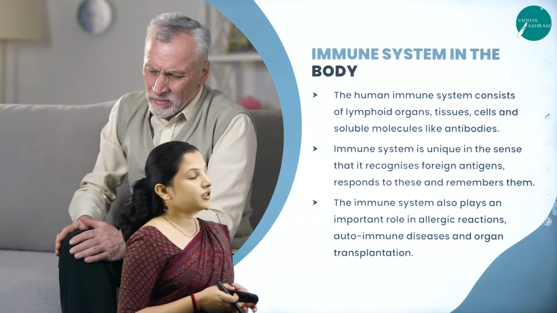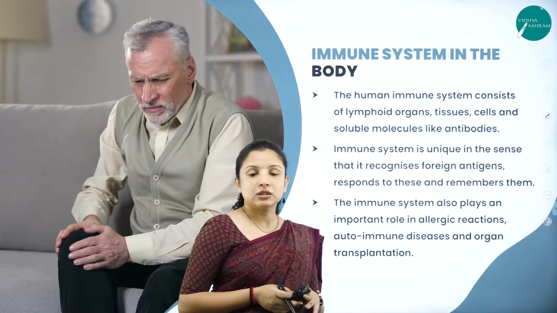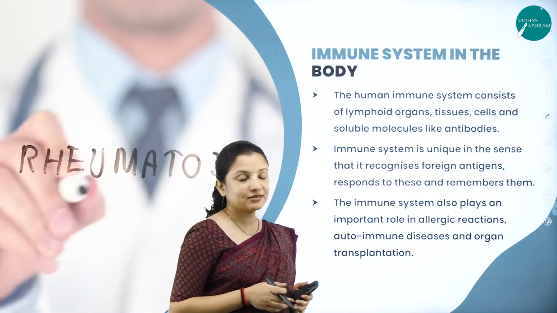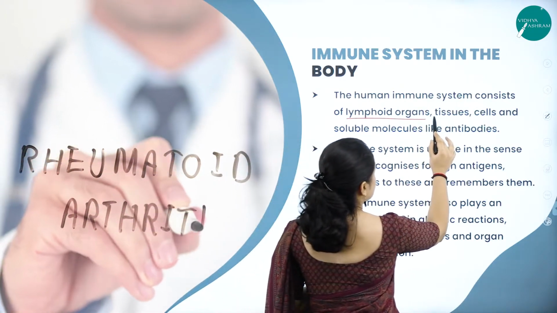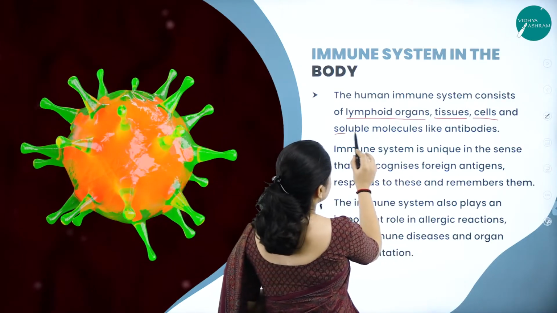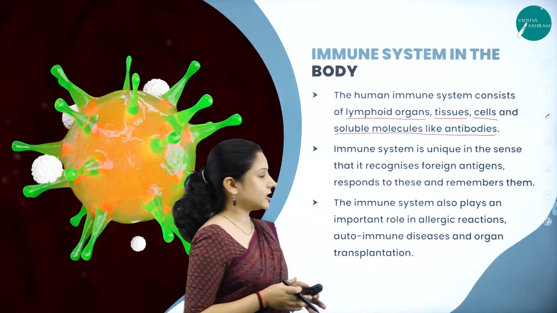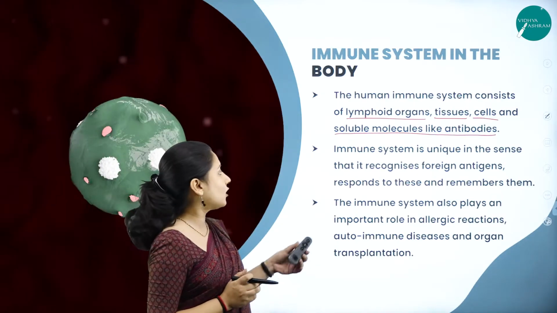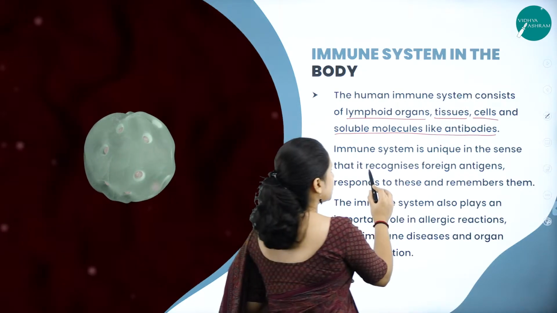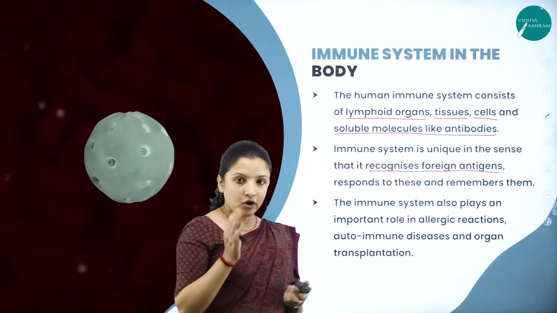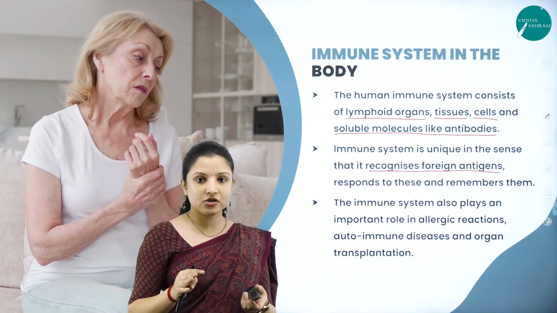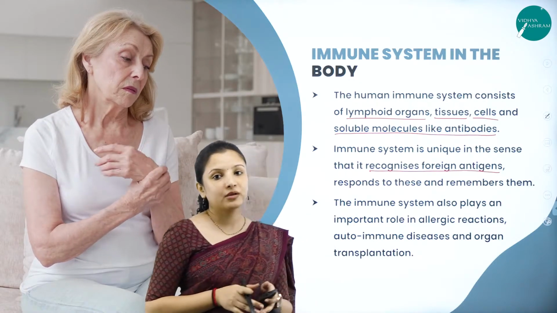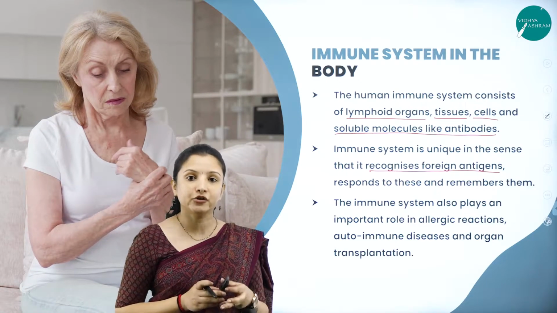Next, let's study the immune system in the body. Where the immune system is present in the body, how it gets triggered, and so on. The human immune system consists of lymphoid organs, tissues, cells, and also soluble molecules like antibodies. Each of these we shall study later on. The immune system is quite unique. Why? Because it is capable of recognizing foreign antigens and responding to them by producing particular antibodies against them. That is why our immune system is quite unique in nature.